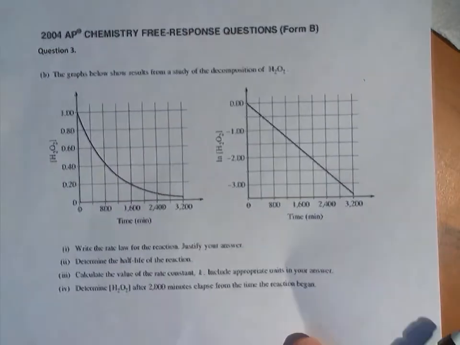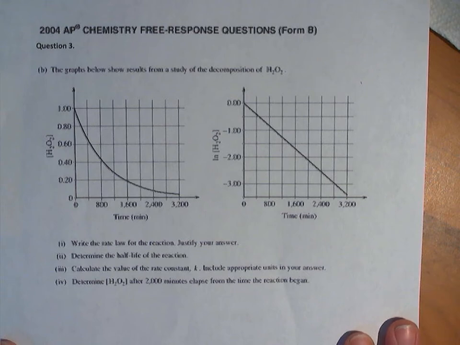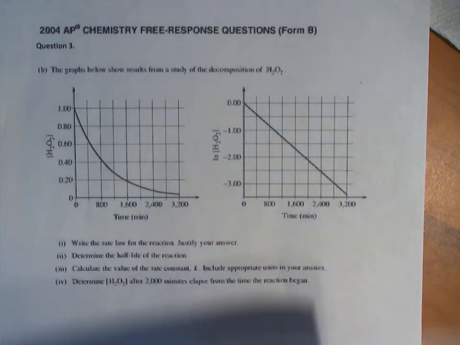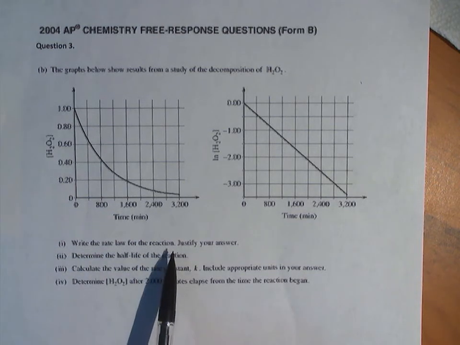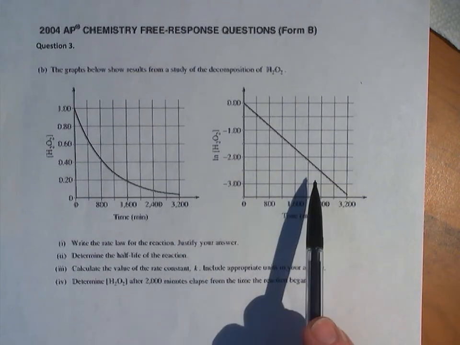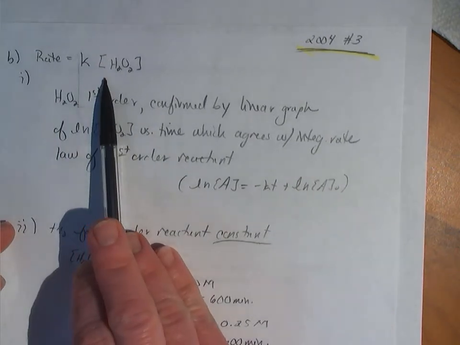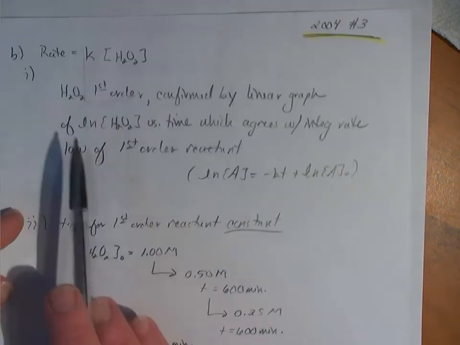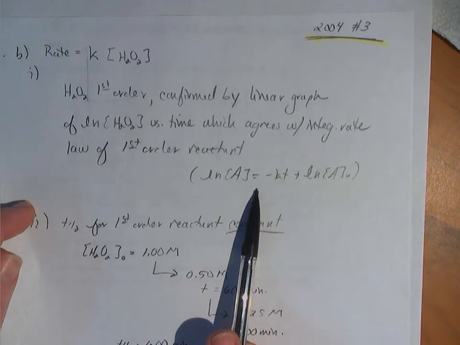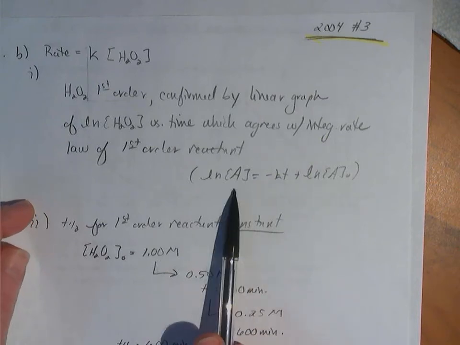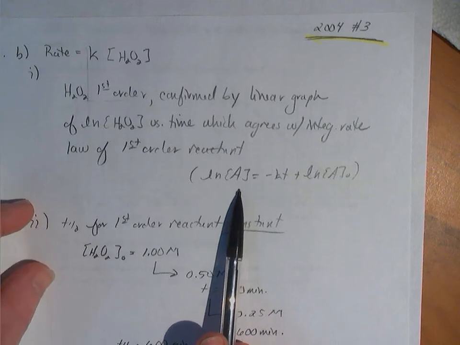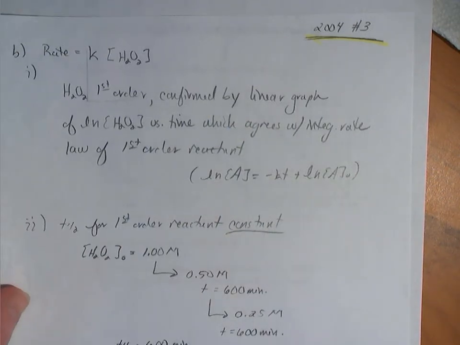Okay. In 2004, this was our question. I'm just going to go ahead and give you the answers if you'd like to work through this. So, we're asked to write the rate law. Well, you can just tell from this it's first order. And so, that's it. And they're asking us to justify, so that's why I have the wording, because it agrees with the integrated rate law equation, y equals mx plus b, for a first order reactant. It gives us the linear relationship.